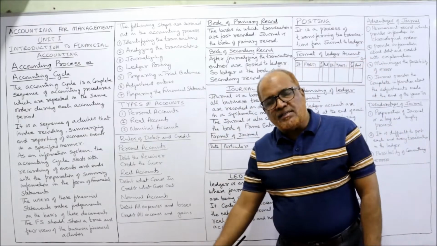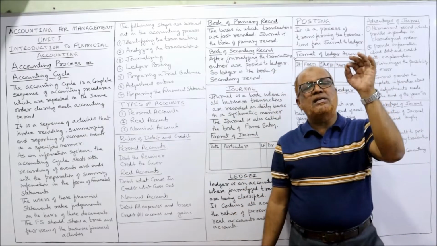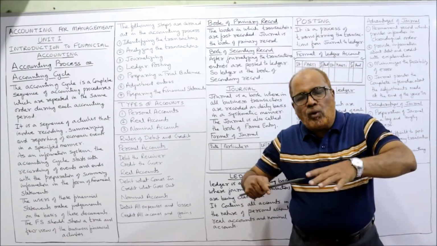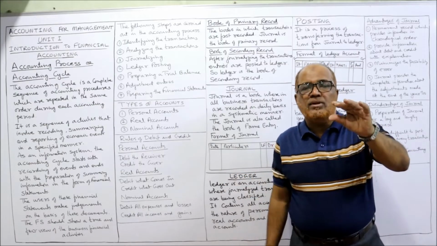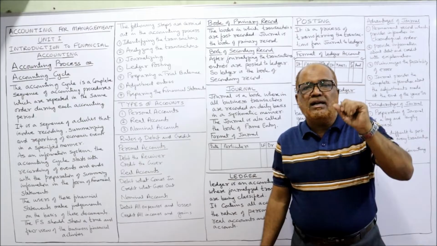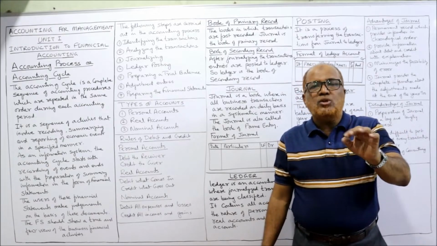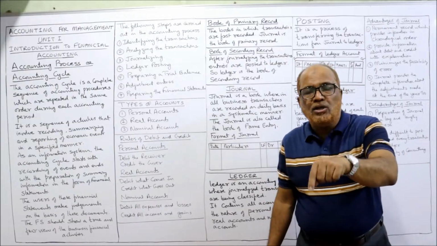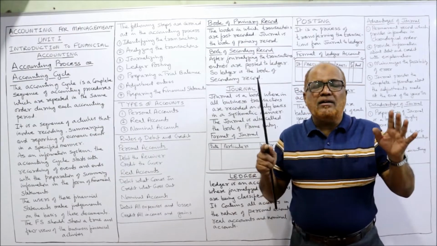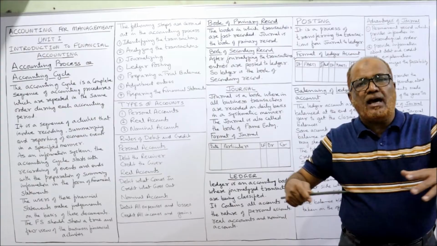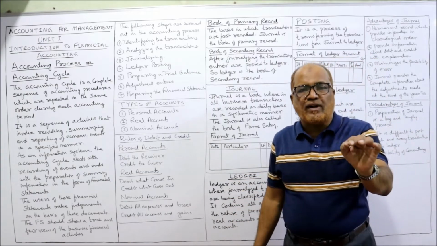Secondly, analyzing the transactions. So once the transaction is identified, now we have to analyze the transaction, see how much is the amount involved, what is the date, what are the other details written. So everything should be analyzed, then only it should be recorded. So first identify the transaction, second analyze the transaction and see everything is perfect.